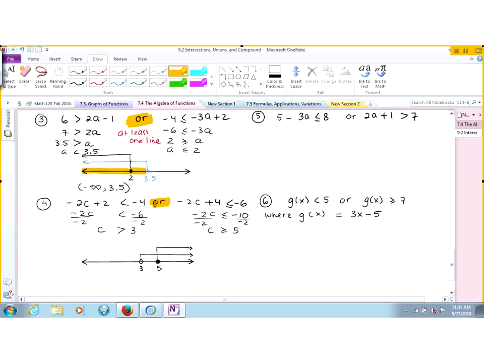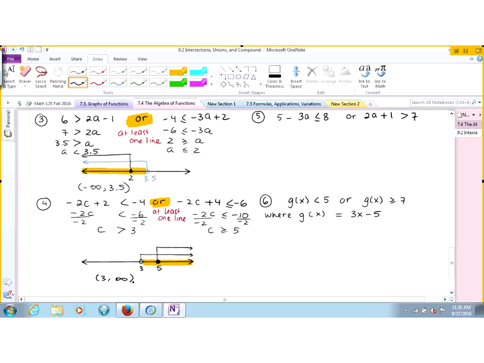Okay, so now what's the word in the middle? Or. What does or mean? What does it mean, at least 1? So it means you can have 1 or 2. So which points have 1 or 2 lines on top? Yes. So this is 3, all the way to infinity.